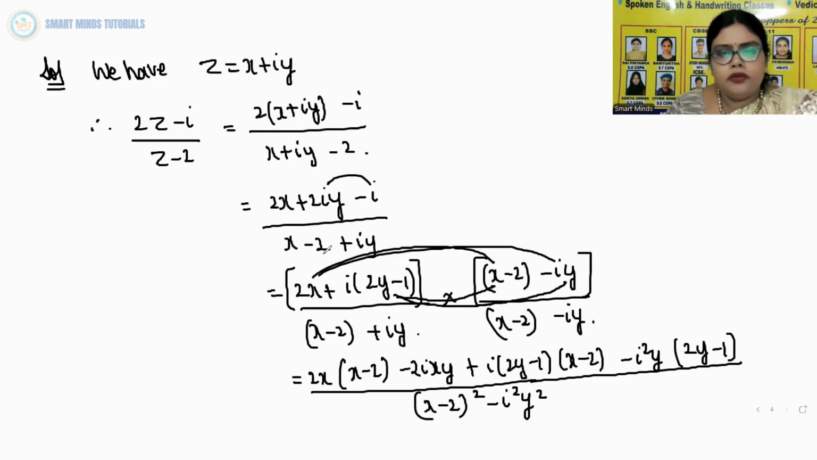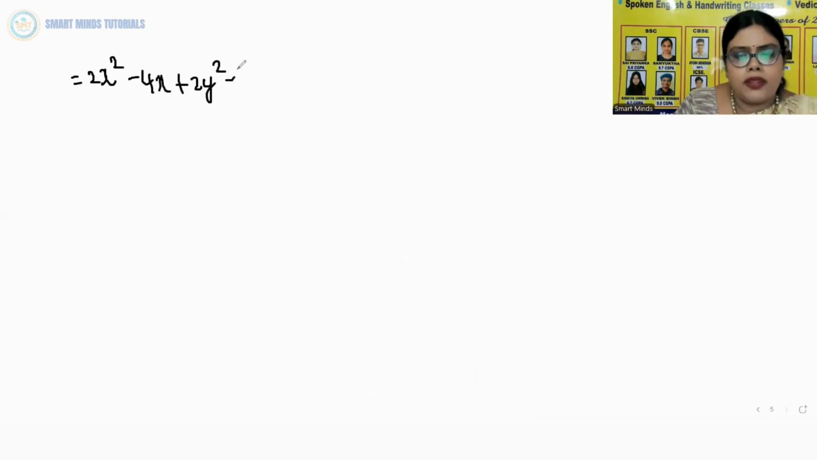Now we need to solve all this. So 2x into x, 2x into 2. Like this you have to solve it. So after solving, you will get 2x square minus 4x plus 2y square minus y.